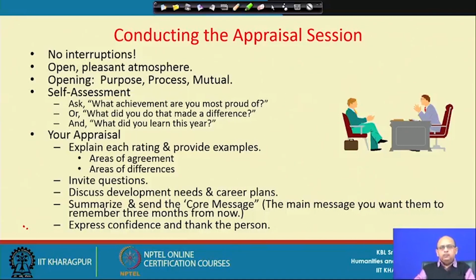Then to start with, when you are going to conduct the second stage, make sure that you discuss with them why this kind of performance review is required, what the purpose is, and how it will be carried out. It is related to both of us, because your performance also contributes to my performance, and I have also contributed to your performance.